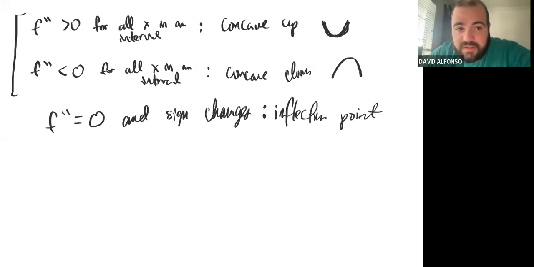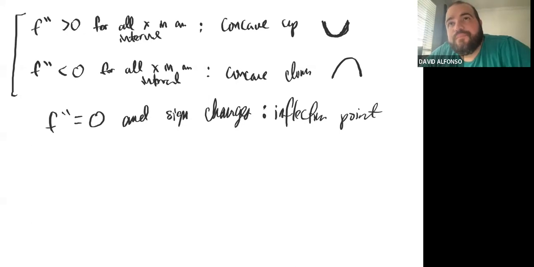Okay, so for an inflection point, the second derivative will be 0, but the sign has to change for it to be considered an inflection point. So that's why when you're determining inflection points, first call them candidates and then test them. Okay, and the ones where the sign does change, those are your actual inflection points. So you have to be very careful when you're talking about inflection points.